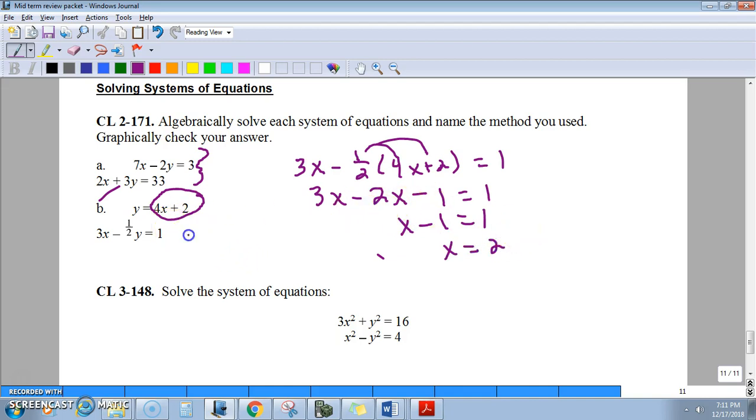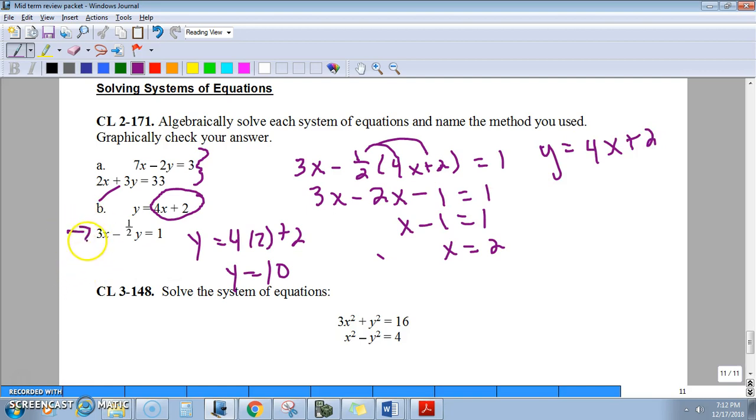And then let's put that back in, y equals 4 times 2 plus 2. So 8, 9, 10, so y is 10. If we check it graphically, in one of the y equals, it's already working for us. We have y equals 4x plus 2. In the other one, I just need to solve this one really quickly for y.